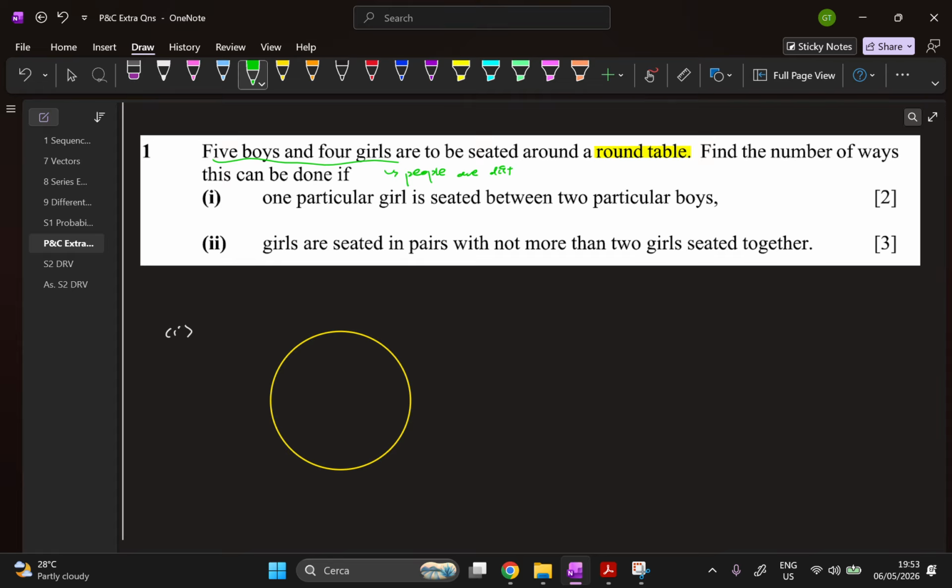And let us use pink or purple to denote a girl, and blue to denote two particular boys. Okay, so you choose any one particular girl. Let us place her at the top here. And then I have two particular boys. So let us name these B1 and B2.